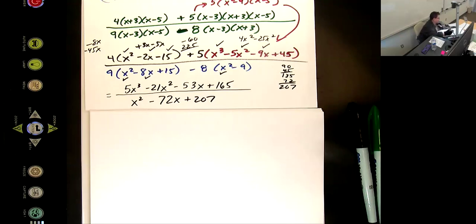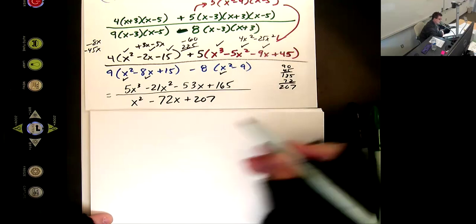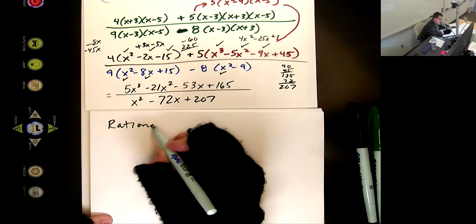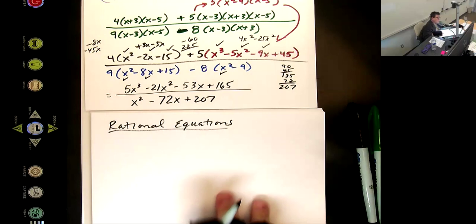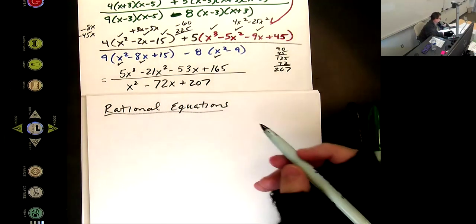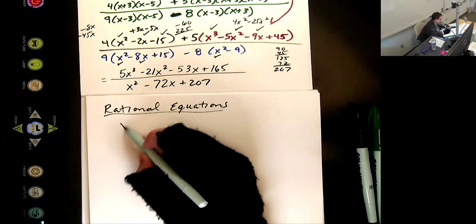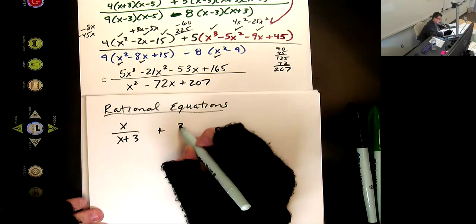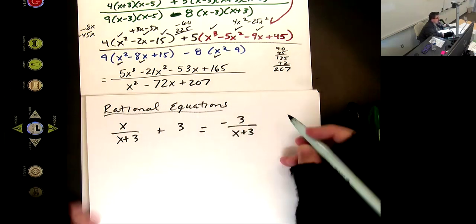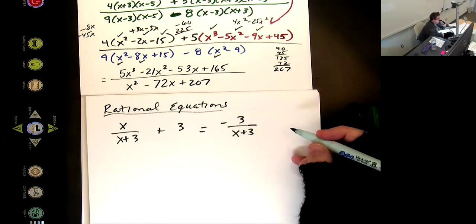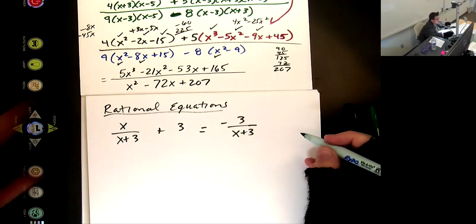All right, that was a lot. Let's talk about rational equations. We haven't done any equations yet. I'm gonna show you the correct way to do this. And then I'm gonna show you the easy way to do this.